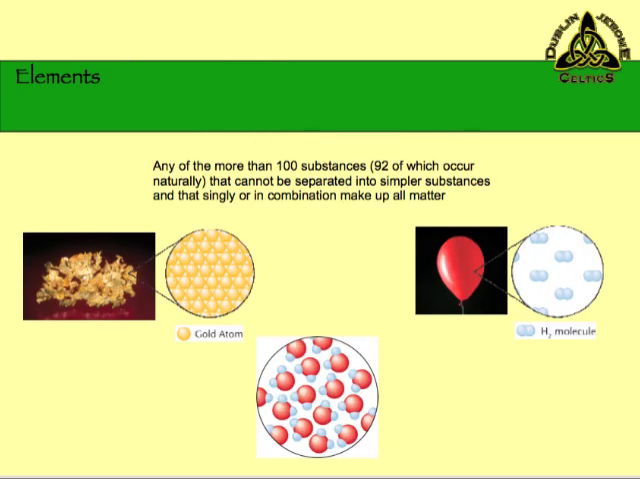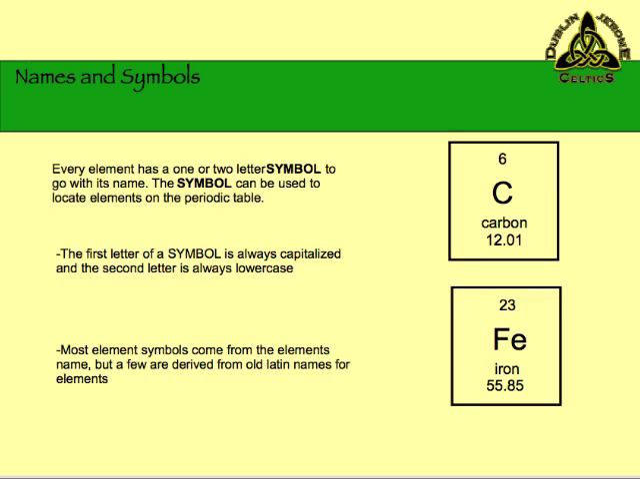No, but it's arranged in a pattern. First off, you need to know this is the periodic table of elements. So these are basically the building blocks of all other substances that exist in the universe. Everything in the universe can be found on that chart in its base form, made up of those atoms. 92 of them occur naturally. They cannot be broken down into simpler substances and still retain their properties as matter. Every element has a 1 or 2 letter symbol, and that's how you can easily find it.